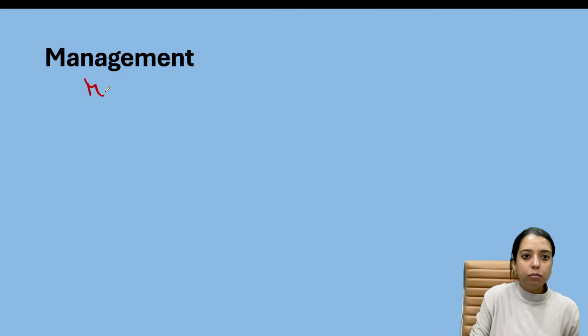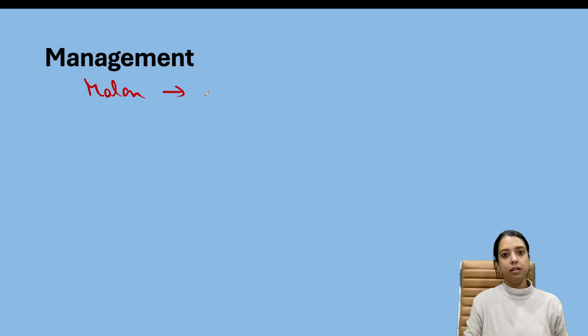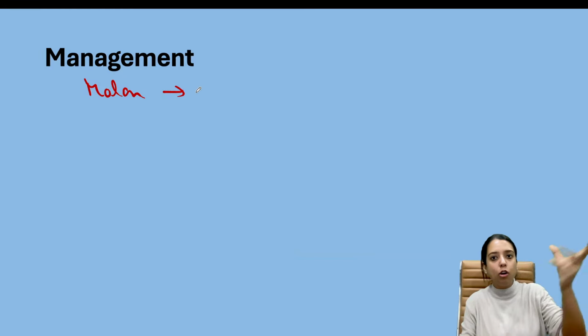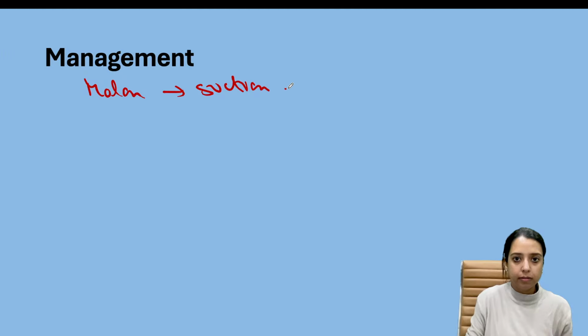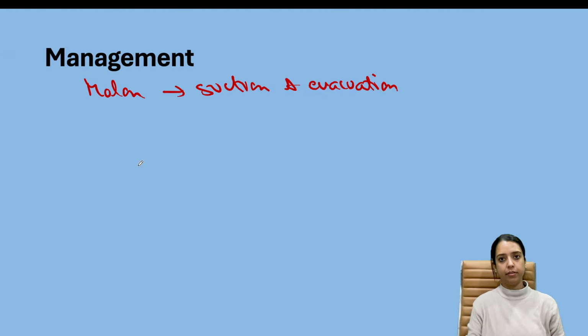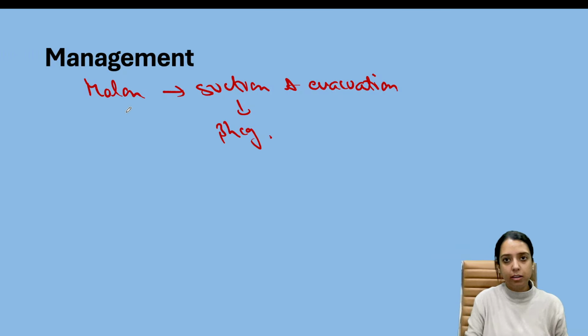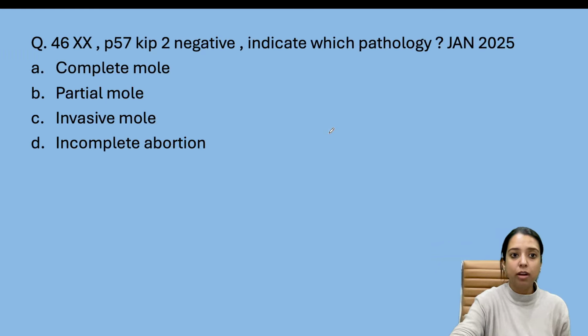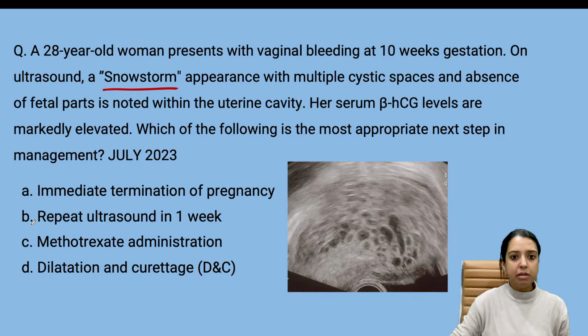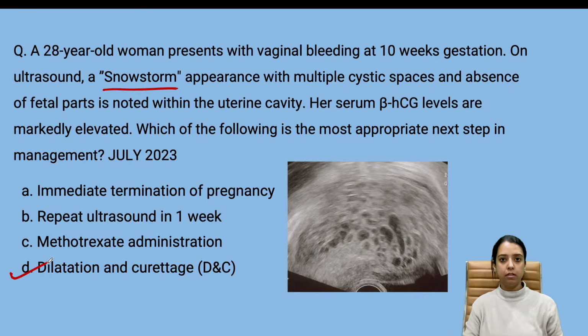Please never write the management of molar as methotrexate. In molar, management is take out everything, suction and evacuation. Just evacuate everything, that is the treatment for molar. Okay? Not methotrexate. And once it is done, you monitor it using beta HCG. It is a pre-malignant condition. It can turn into invasive cancer. So you monitor it using beta HCG. Okay? Till 6 months you monitor beta HCG to see whether it is turning into cancer or not. So your answer will be dilation and curettage. Not methotrexate.